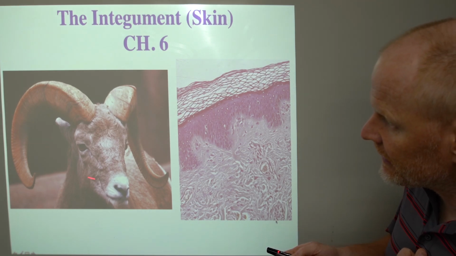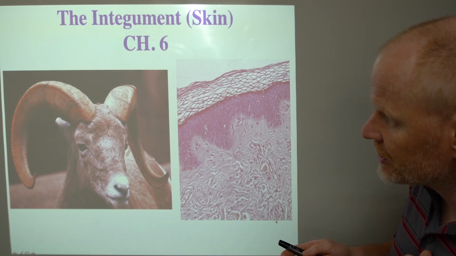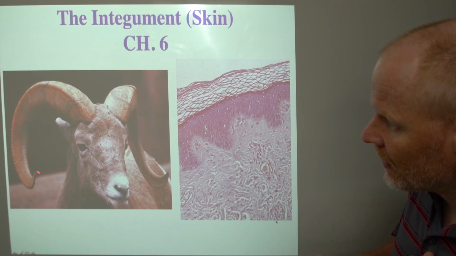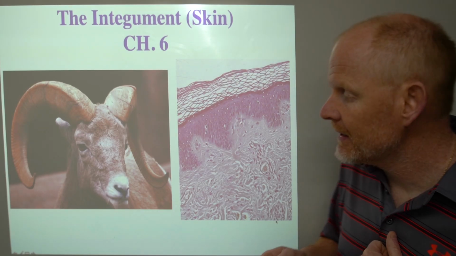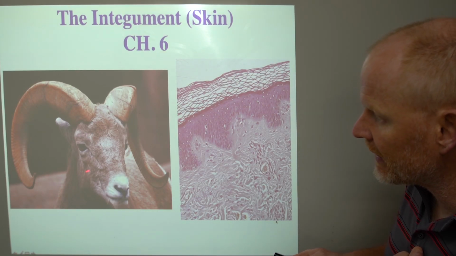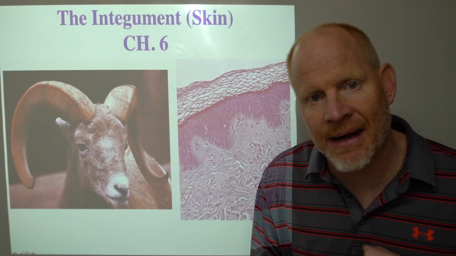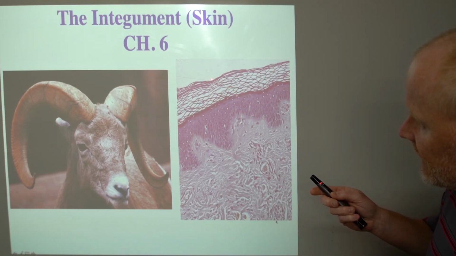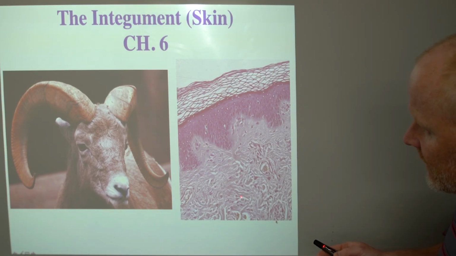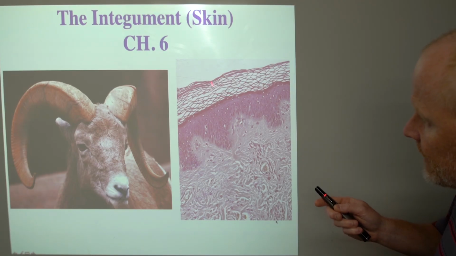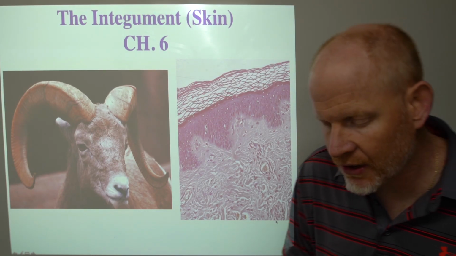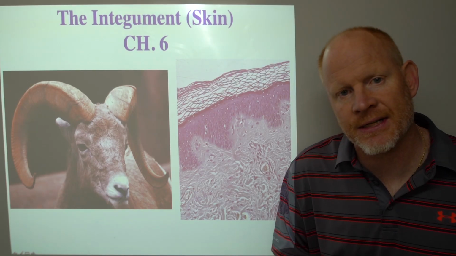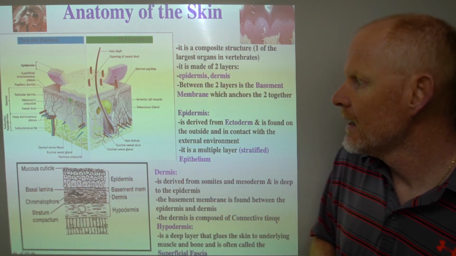So in this particular bighorn sheep here, we have basically long horns that are permanent structures that are part bone and part skin. And then obviously fur here, right, or the hair that is a mammalian characteristic. This is a cross-section through skin, through what we're calling thick skin here. So you got a couple layers that have different colors. We're going to go through and talk about those layers as we discuss the integument.